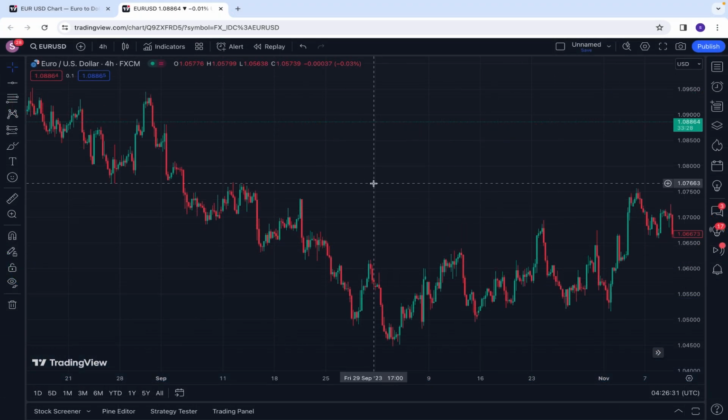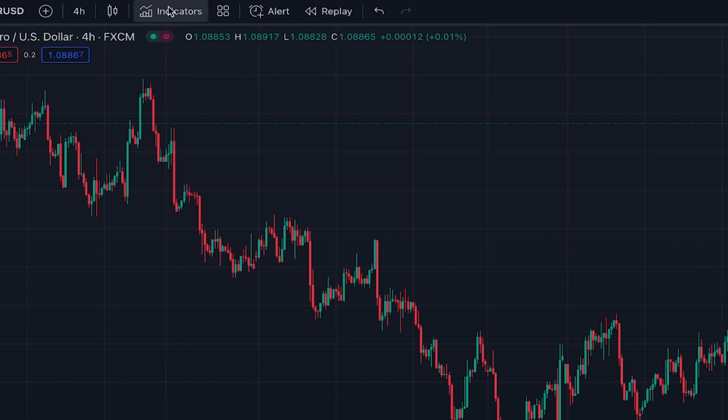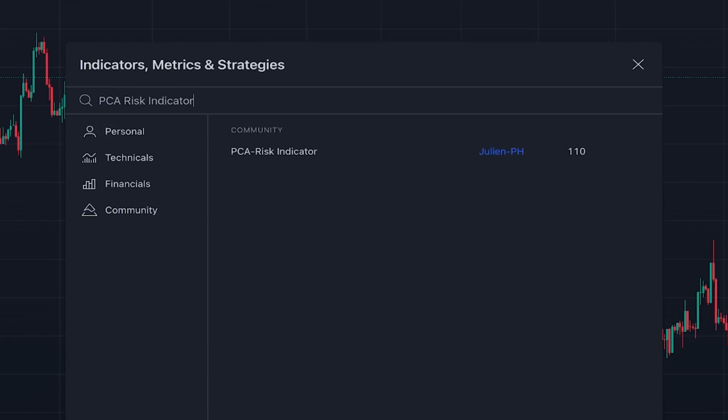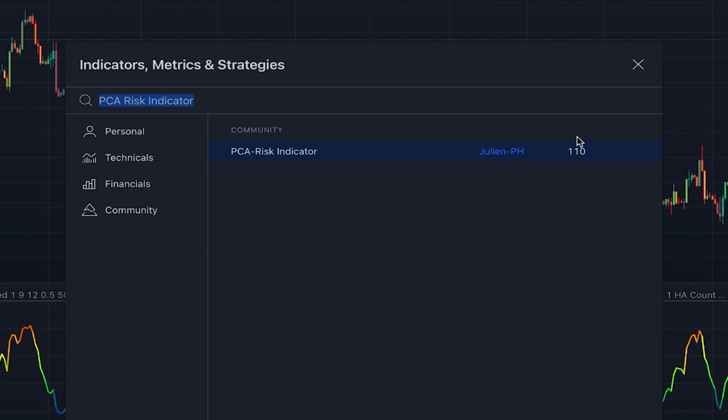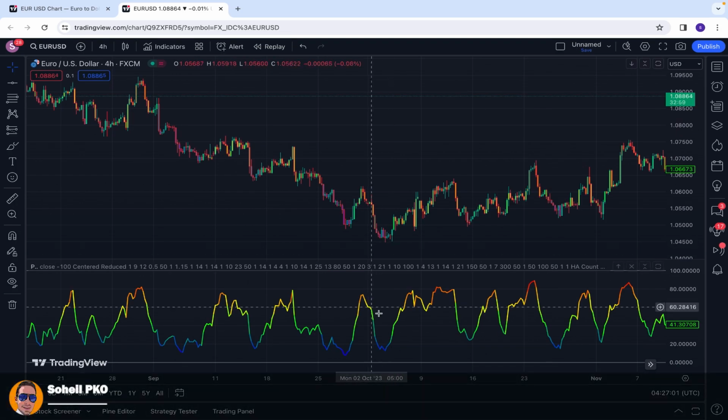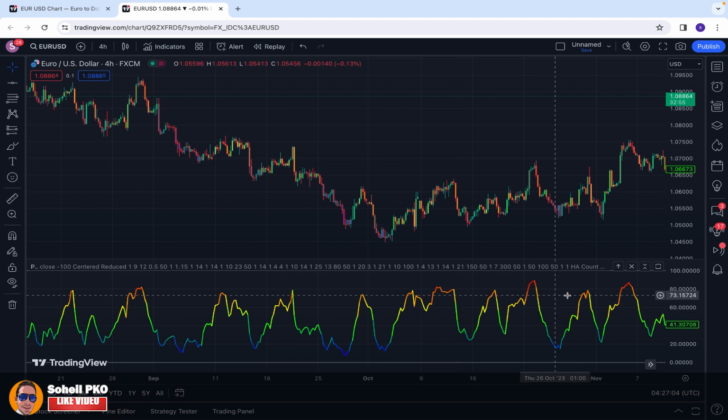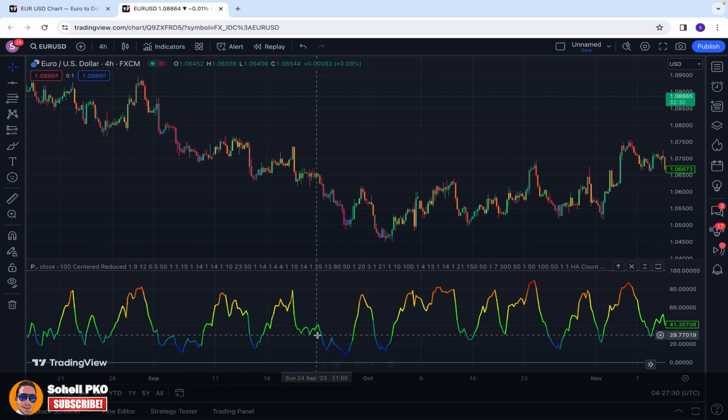To add this amazing indicator to our chart, here we click on indicators and we search PCA risk indicator, this one, which is written by someone named Julian PH. Alright, this is the indicator, and as you can see, it's added here below the chart. This indicator is scaled from 0 to 100 with 50 as the center line, and as you can see, it is oscillating above and below the center line, which is considered 50.